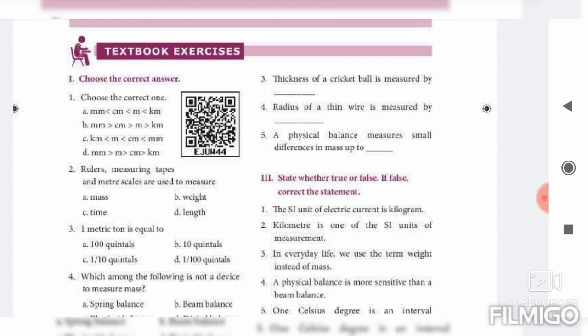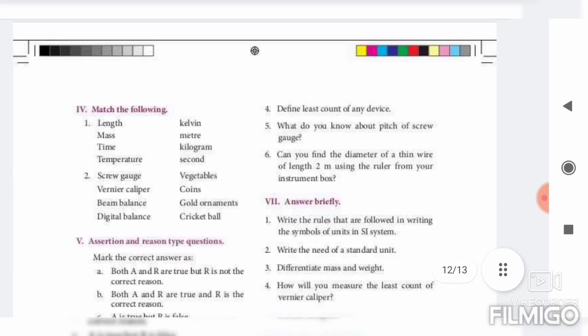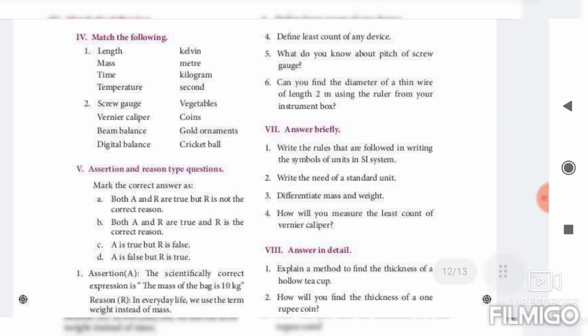The next: match the following. Length, meter; mass, kilogram; time, second; temperature, Kelvin. Next is screw gauge, coins; vernier caliper, cricket ball; beam balance, vegetables; digital balance, gold ornaments. Okay, this much question you have to learn well, and the numerical problems also there. So you should learn well. Okay, numerical problems: already all the problems are given, you just have to learn well. If you have any doubt, you should ask in the Zoom class.